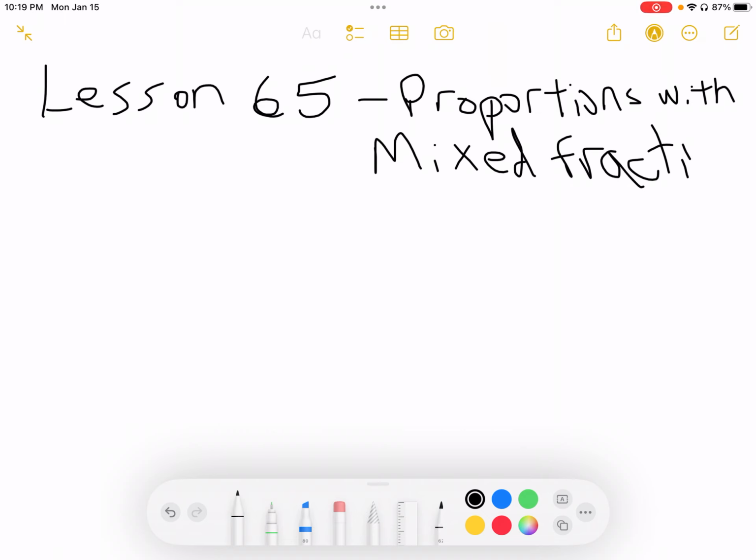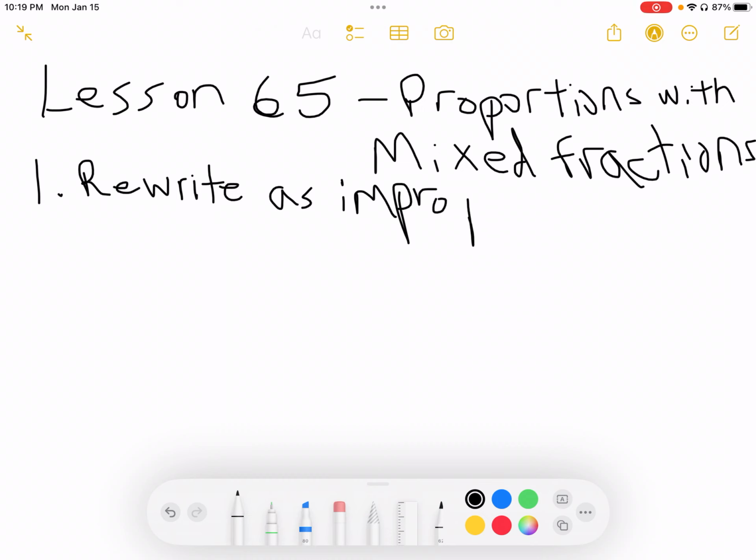Okay, so a mixed fraction is different than an improper fraction, because we have a whole number and then a fraction with it, right? So there's two steps really. The first step here is pretty straightforward. We just rewrite whatever we're given as improper. That's our first step. And then our second step is to go ahead and cross multiply to solve.